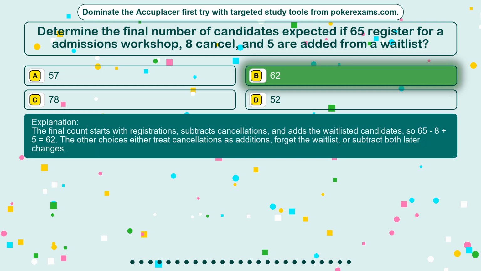The final count starts with registrations, subtracts cancellations, and adds the waitlisted candidates, so 65 minus 8 plus 5 equals 62. The other choices either treat cancellations as additions, forget the waitlist, or subtract both later changes.